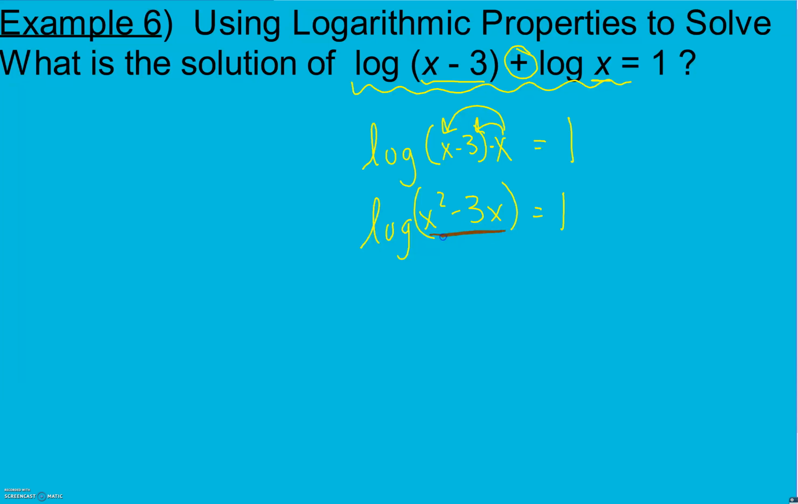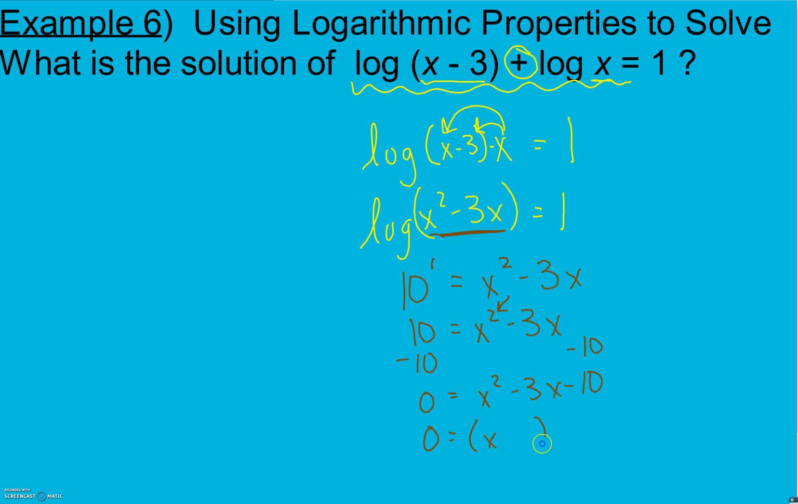Now that I have one logarithm, I can switch it to exponential form to solve. I can't solve here without switching it to exponential. Again, it's a common logarithm, so our base is 10. 10 to the first power equals x squared minus 3x. 10 to the first power is 10. It's a quadratic equation, so we have to get it set equal to 0 before we can solve. So I did that by subtracting 10.